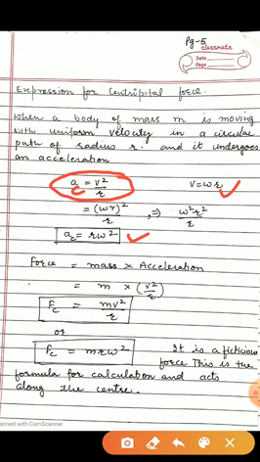The force is mass into acceleration. Put the value of acceleration here. You can have, in terms of linear velocity, the value mv square by r, or in terms of the angular velocity, you have the value m r omega square. Now this is all about the centripetal acceleration and centripetal force.